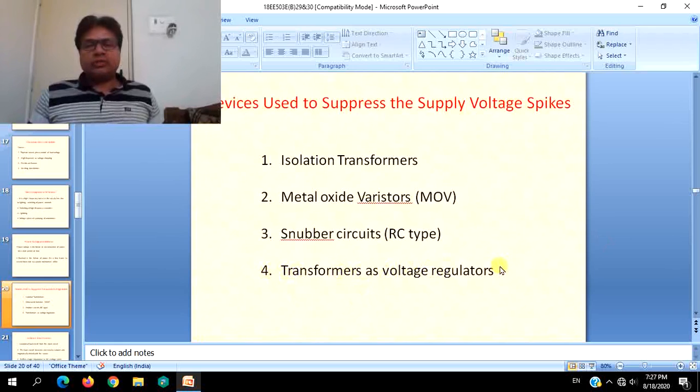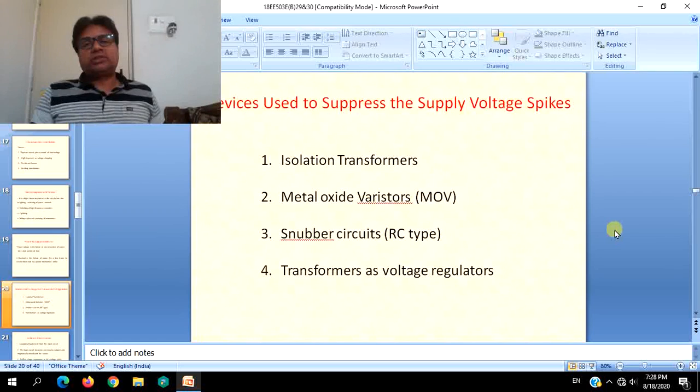Next, the transformers as voltage regulators. In the first case, a particular type of transformer will be used just as an isolation to provide electrical isolation between the supply source and the load. Here, again, a particular type of transformer is used as a regulating voltage source, or by doing some adjustments inside these transformers, we will be regulating the supply voltage as per the load requirement. So these are the main 4 devices.